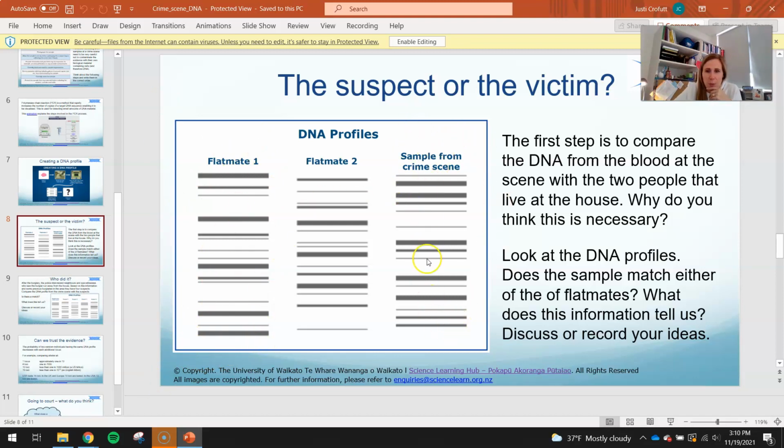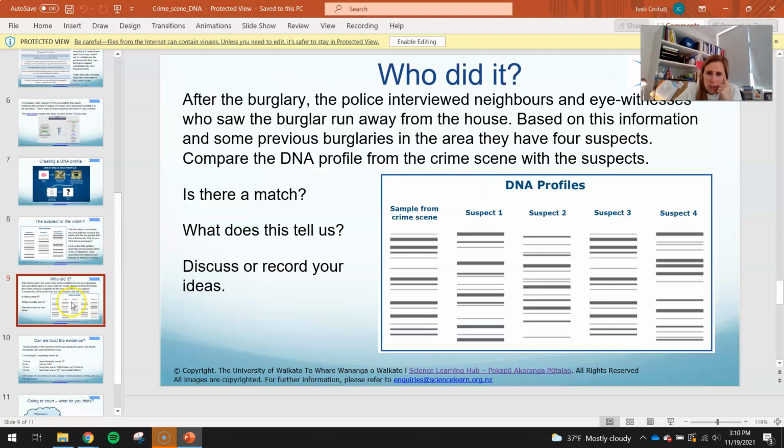All right, this is the sample from the crime scene. So this is obviously the criminal's DNA. You guys can see its unique barcode based on its DNA. You can look at roommate number 1. Did they commit the crime? Was it roommate number 2? Or you guys can compare suspect 1, suspect 2, suspect 3, suspect 4.